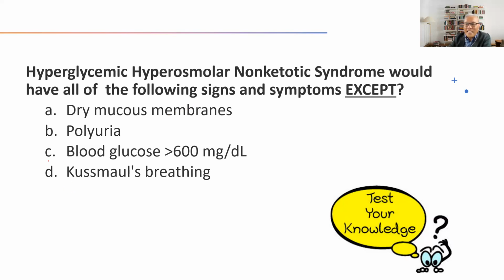Yes, letter D. Kussmaul's breathing is found in DKA due to the fact that it's a compensatory mechanism of the respiratory system because of the acidosis. So remember that in DKA, there are excessive ketones. This is not present in HHNS, and this causes metabolic acidosis. Good.